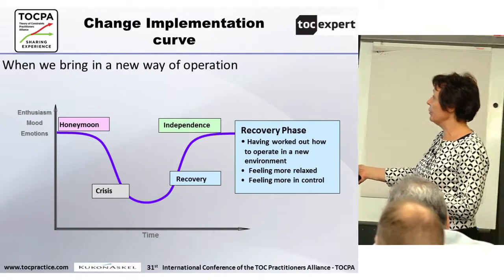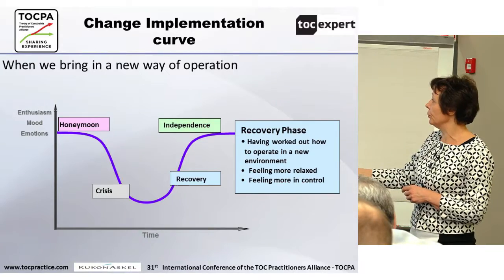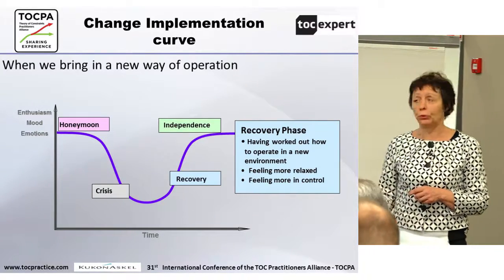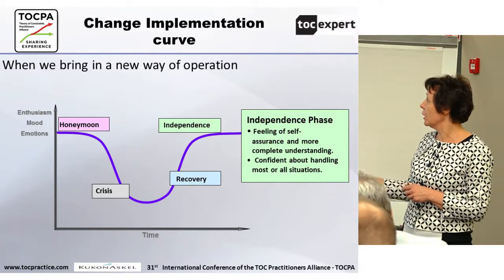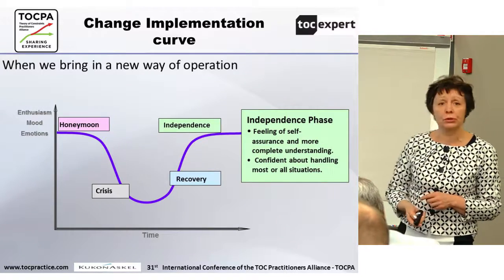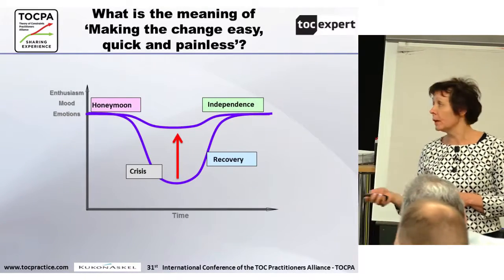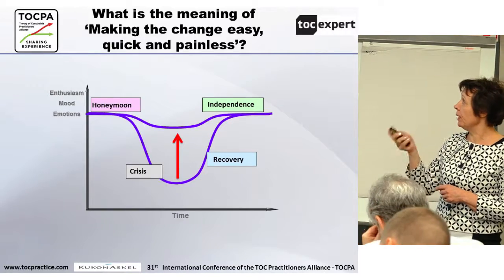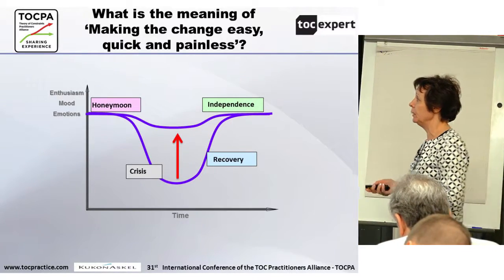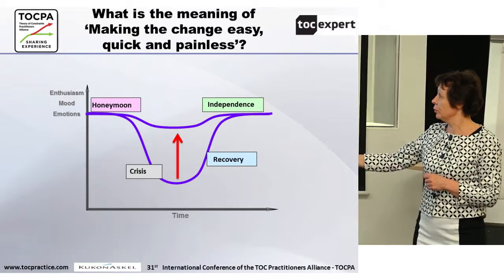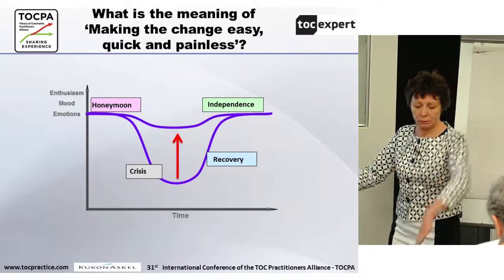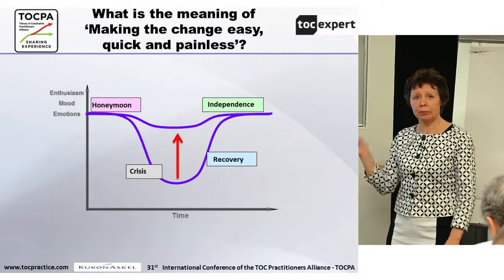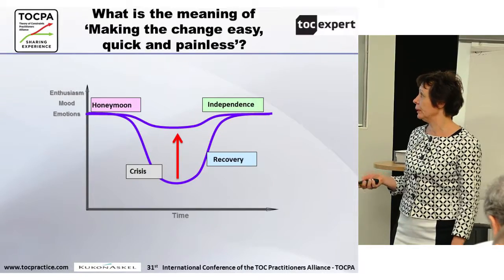So in the recovering phase, having worked out how to work in your environment, feeling more in control. And independence phase, confident about handling most or all situations. So what is the meaning of making the change easy, quick, and painless? Generally, we want to lift this deep down curve. It will happen anyway, but we want to make it like this.